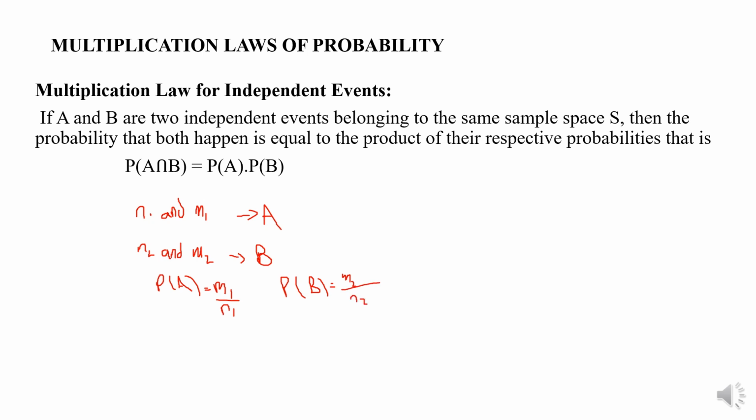Since the events A and B are independent, there are N1 times N2 exhaustive sample points for the joint event A and B, as each of the N1 possible sample points for A can be associated with each of the N2 possible sample points for B. So each favorable sample point for A can be associated with each favorable sample point for B. So there are N1 N2 exhaustive sample points and M1 M2 favorable sample points for the compound event A intersection B.